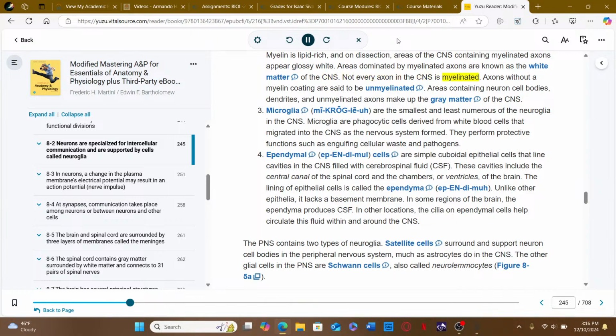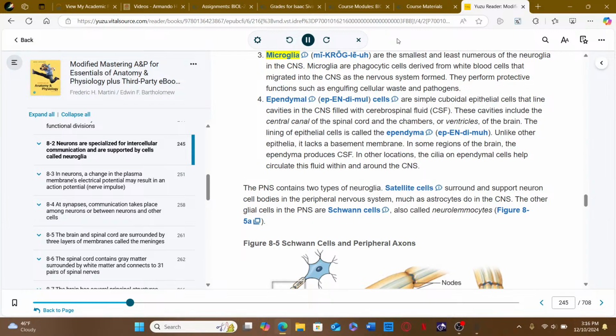Not every axon in the CNS is myelinated. Axons without a myelin coating are said to be unmyelinated. Areas containing neuron cell bodies, dendrites, and unmyelinated axons make up the gray matter of the CNS. Microglia are the smallest and least numerous of the neuroglia in the CNS. Microglia are phagocytic cells derived from white blood cells that migrated into the CNS as the nervous system formed. They perform protective functions such as engulfing cellular waste and pathogens.